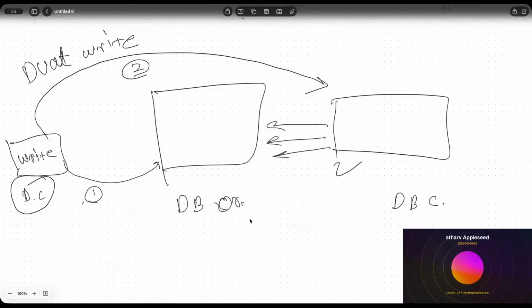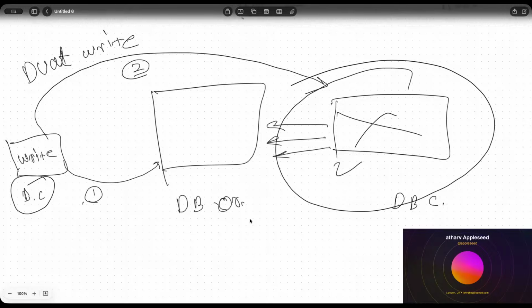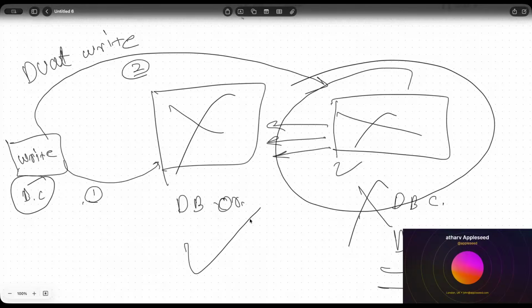And what if this DB fails? Let's say someone spilled water on the database machine. Then we will write only on the other database. What if the original database goes down and the database copy comes back on? Then we are out of sync. We don't know which database to trust.